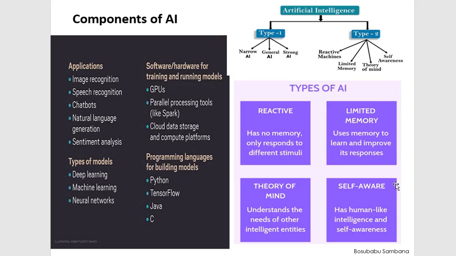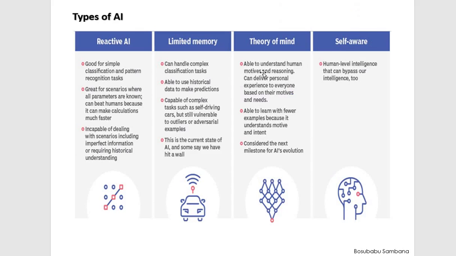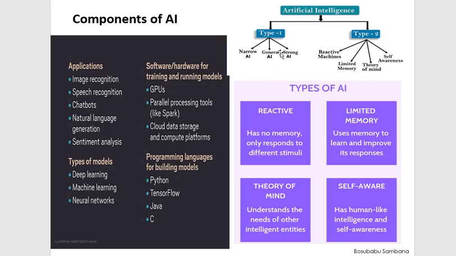Next, components of AI. Here we know the types of AI categorized into type 1 and type 2. Type 1: narrow AI, general AI and strong AI. Type 2: reactive machines, limited memory, theory of mind, and self-awareness.